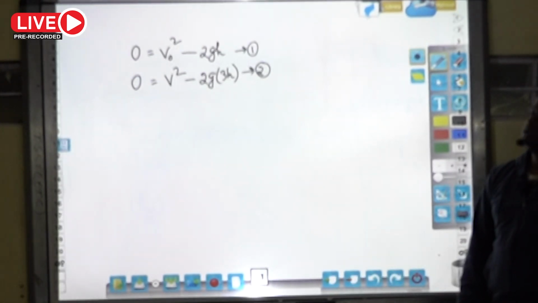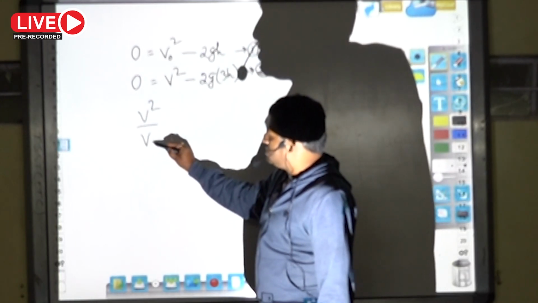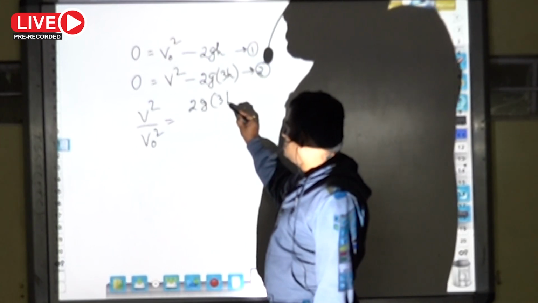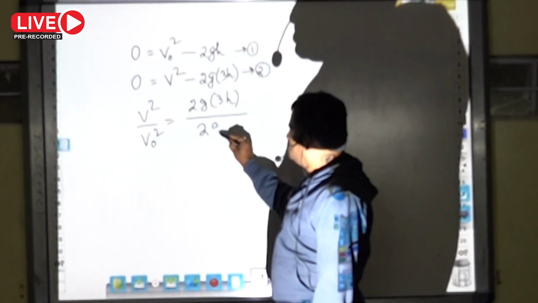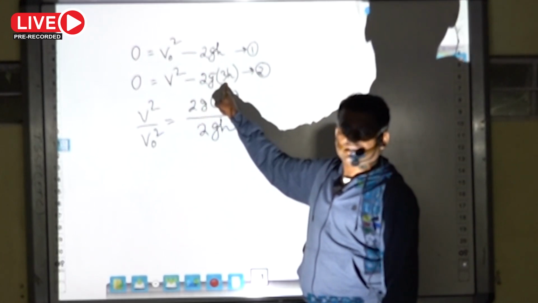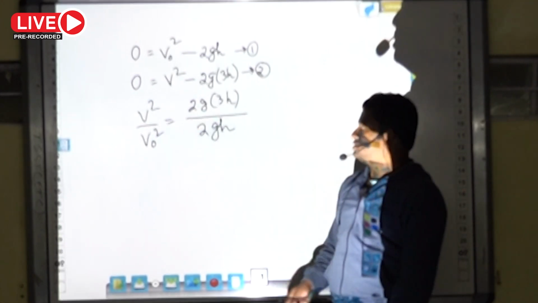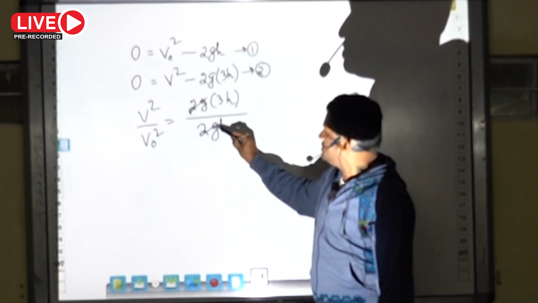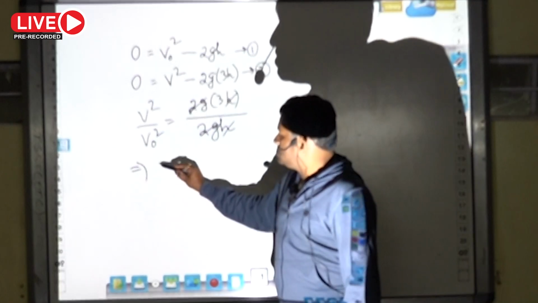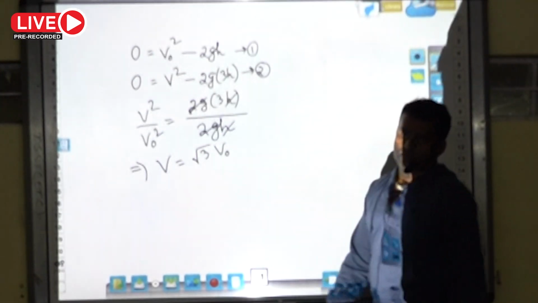Okay, so from these two equations you can write v square by v naught square equal to 2g into 3h divided by 2gh, because from the second equation v square equals 2g into 3h, and from the first equation v naught square equals 2gh. Then divide these two. Then this 2g will cancel, h will cancel, it will be 3. So take a square root on both sides. So v will be equal to root 3 into v naught. That is the answer. Option A.